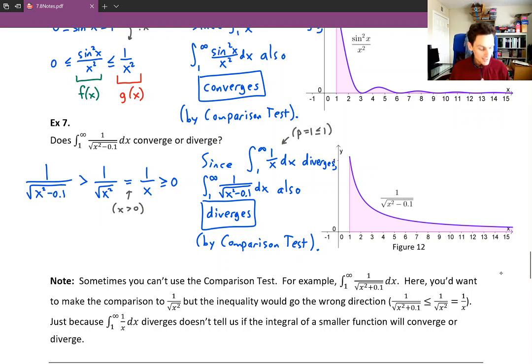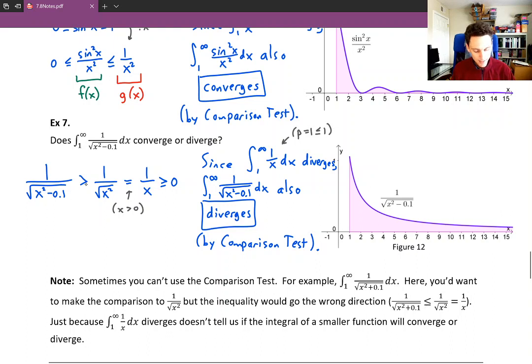So the note gives an example. If we just took the last example, example 7, and switched the sign from a minus 0.1 to a plus 0.1, so we have the integral from 1 to infinity of 1 over the square root of x squared plus 0.1 dx. Here, you'd want to make the comparison to 1 over the square root of x squared, because that's what you can compare it to, like a 1 over x kind of function. But the problem is the inequality would go in the wrong direction.